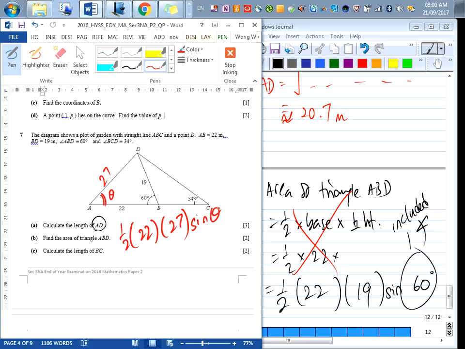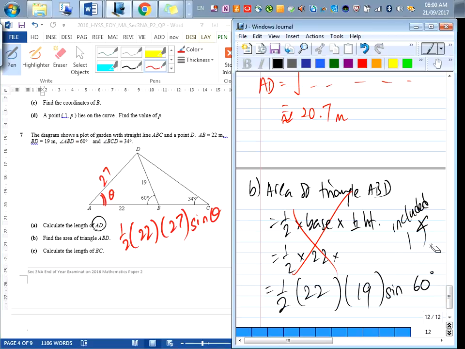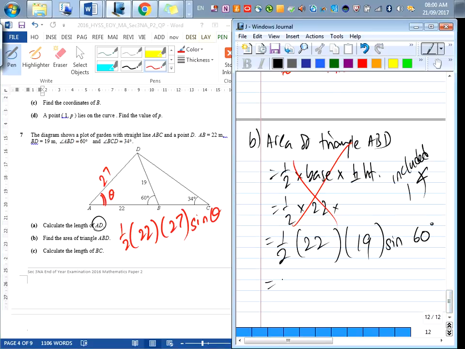Any questions? No? Okay, so based on this, our answer will be approximately 181 square meters. So show me the answer, then you round it off.